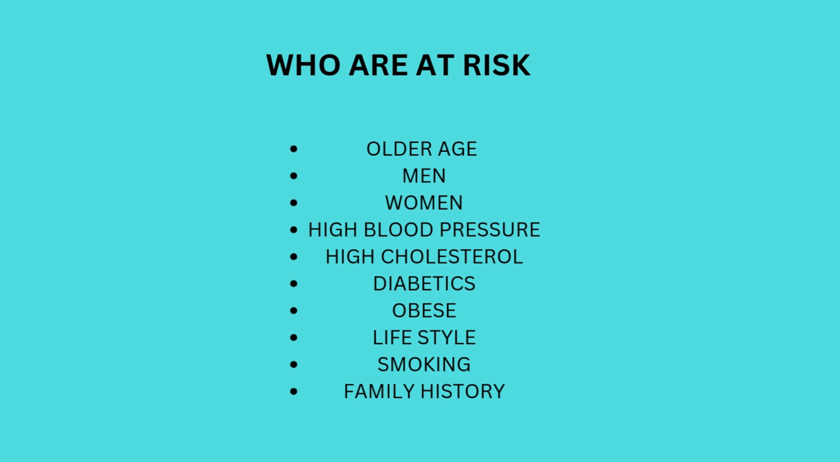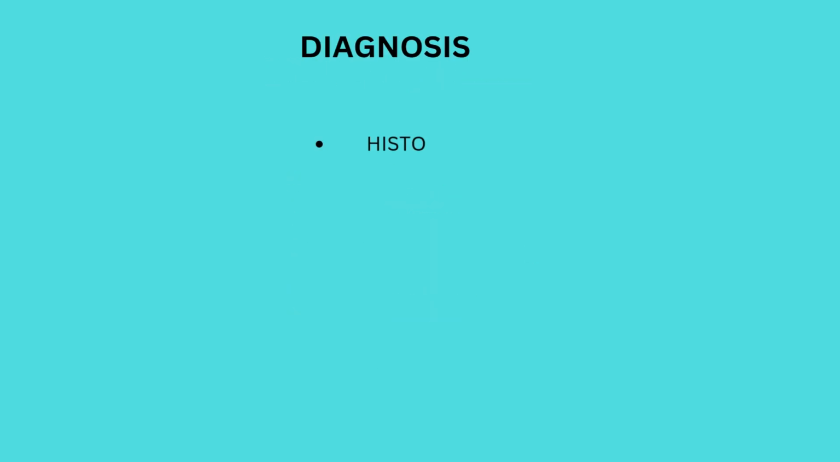And some health conditions like high blood pressure, high cholesterol, diabetes, and obesity, they are associated with increased risk of developing coronary heart disease. Lifestyle also matters, like unhealthy diet, physical inactivity, continuous stress. They all contribute to develop the disease. Smoking and family history are also important risk factors.